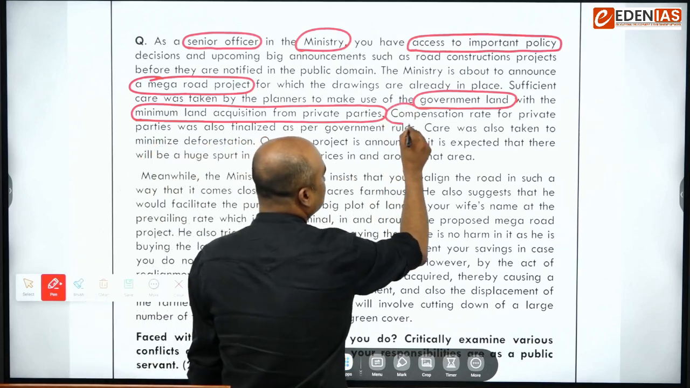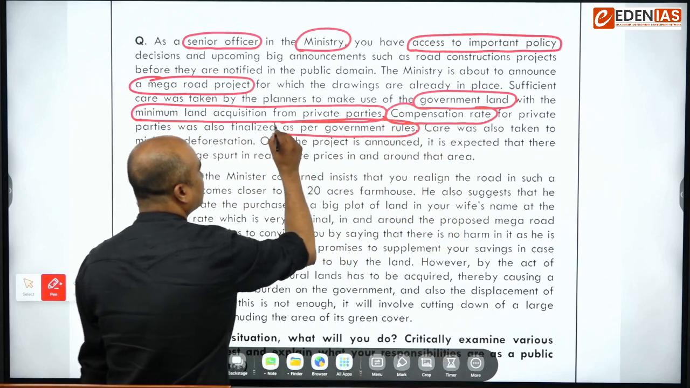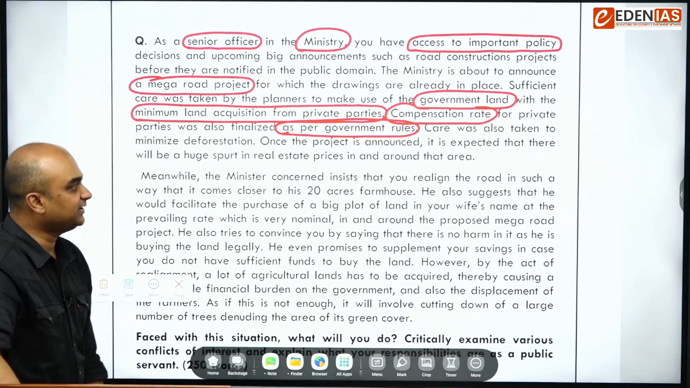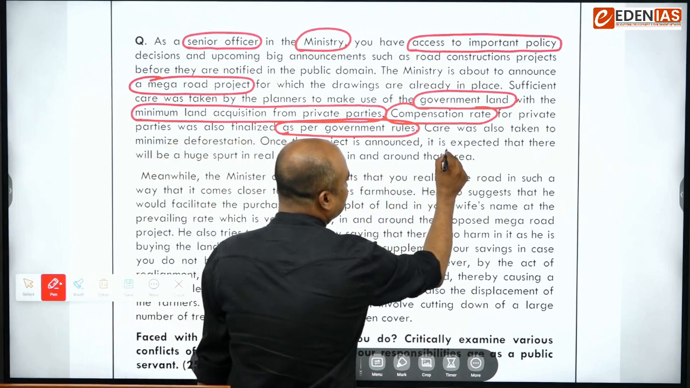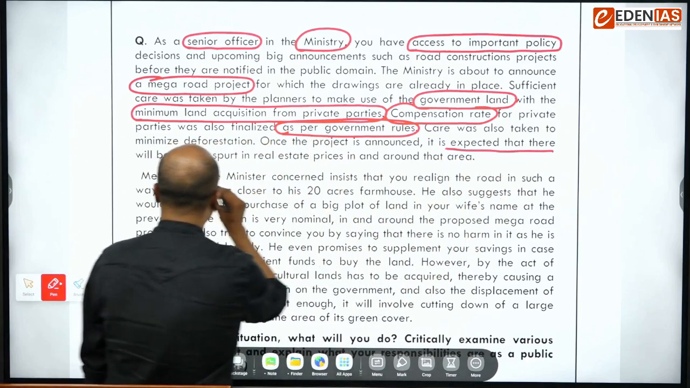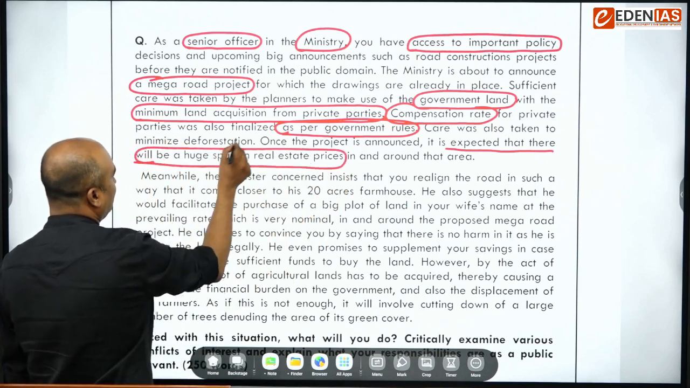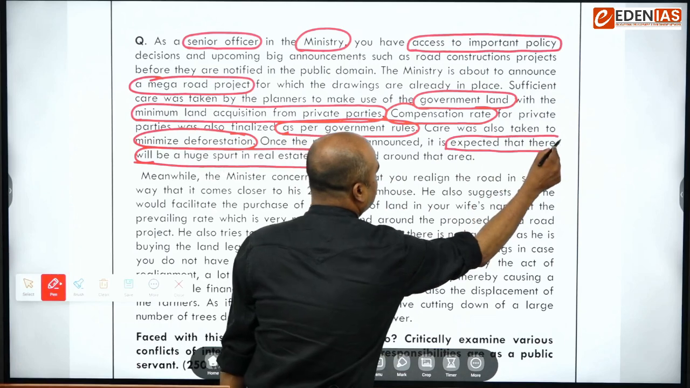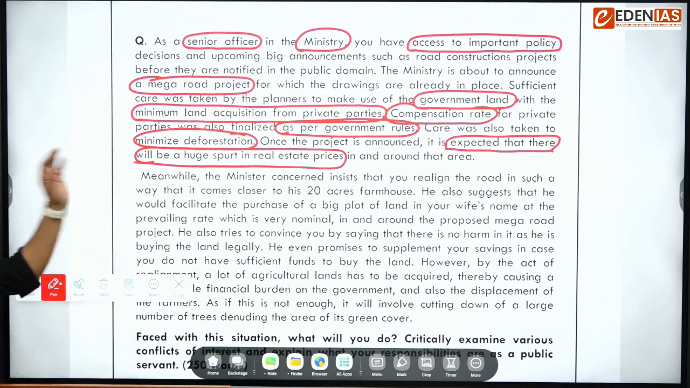Compensation has also been promised as per government rules. So there is no flouting of the rules in this procedure. Once the project is announced, it is expected that there will be a spurt in real estate prices. And obviously, as part of the project, there will be minimum deforestation.